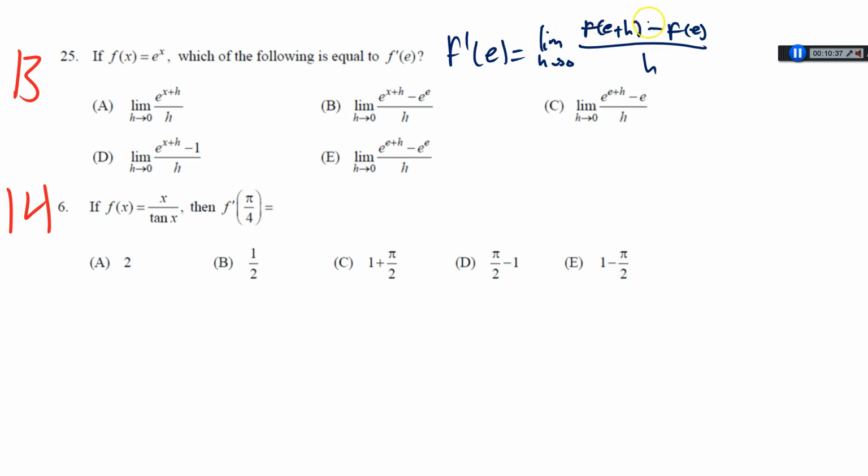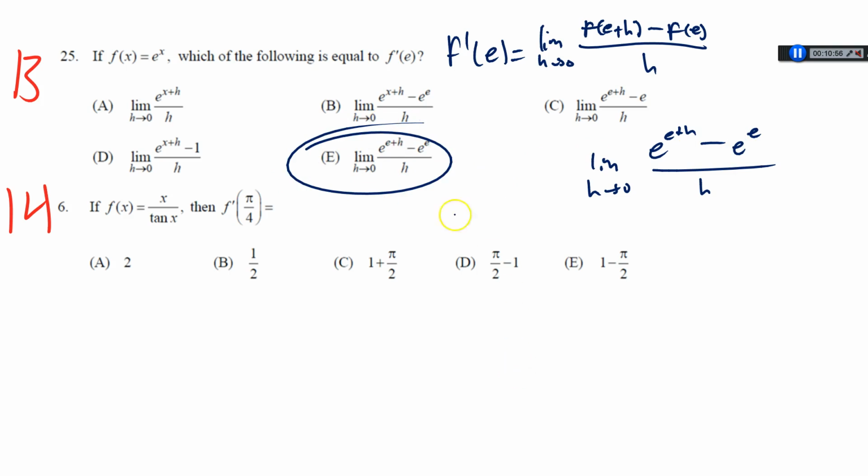So f of e plus h. If we plug that into the function, that would be e to the e plus h minus f of e, which is e to the e, divided by h, limit as h approaches 0. So let's see if that's here. e to the e plus h minus e to the, I think it's e. Of course it's e, right? e's everywhere. Great. All right, next one.